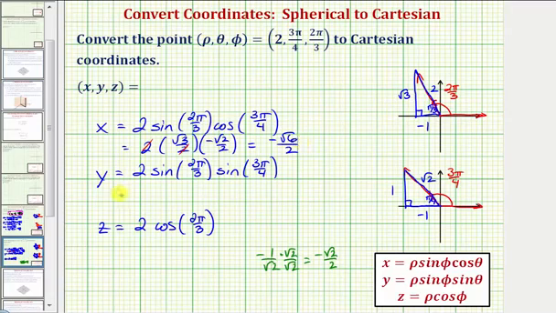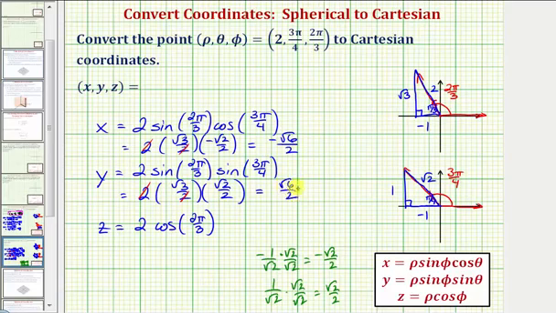And now for y, we have 2 times, we already know sine 2π/3 is equal to √3/2. And now sine 3π/4 is equal to the ratio of the opposite side to the hypotenuse, which would be positive 1/√2. Well, we know 1/√2 is also equal to √2/2. So let's go ahead and use √2/2. And notice here, again, this simplifies. So our product is positive √6/2.